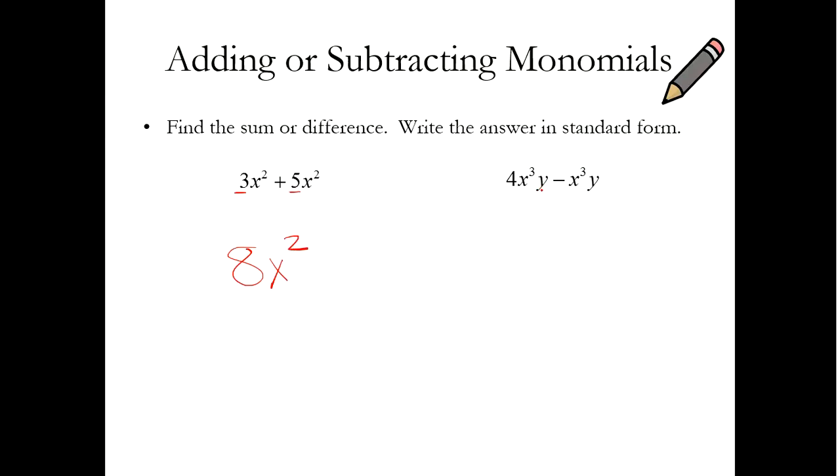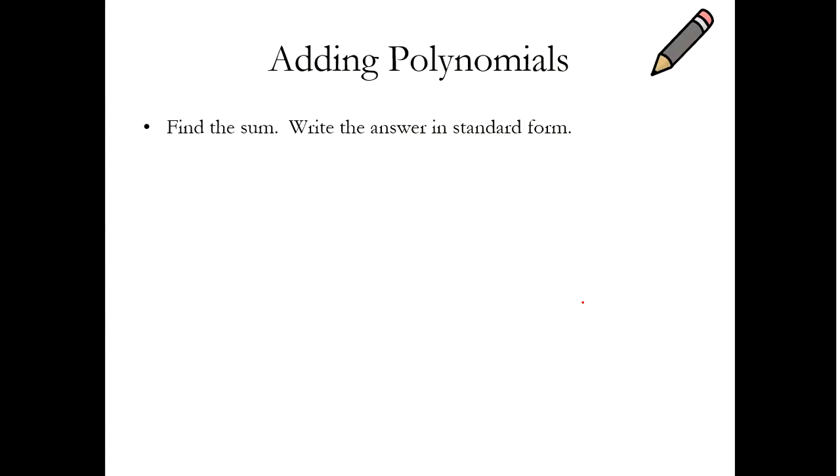Let's look at this one. We're subtracting, it looks like 4x cubed y minus x cubed y. So I'm going to subtract 4 minus 1 because you're just going to do it with the coefficients. So 4 minus 1, that is 3. And then I am just going to copy the rest of my variables, excuse me. Let's try adding polynomials here.